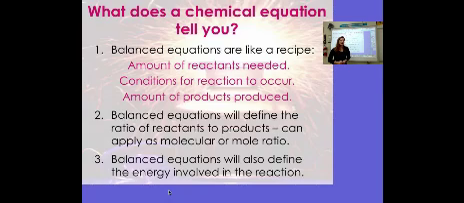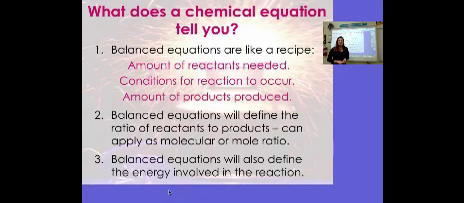It'll tell you the amount of reactants needed. If we're going to bake brownies and we use the box, we're going to cheat a little bit. On the back of the box, it'll tell you what other ingredients or reactants you might need to bake your brownies. It may list an amount of water, an amount of oil. It'll tell you how many eggs you may need.